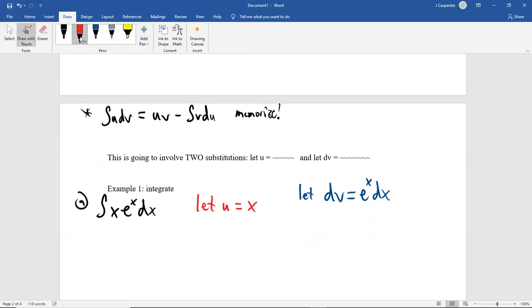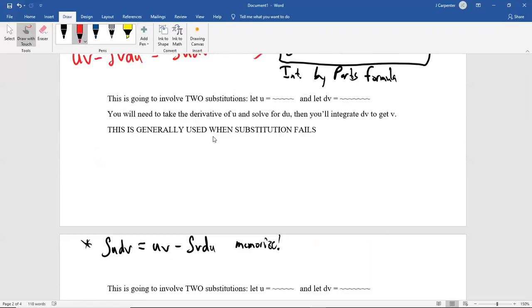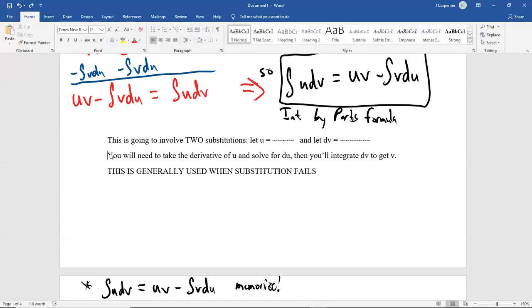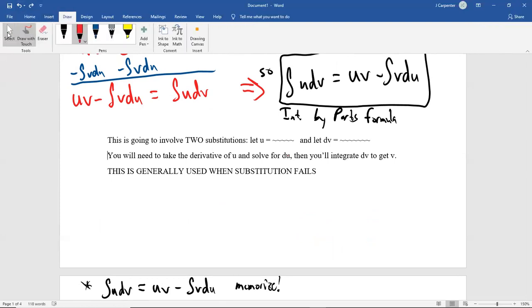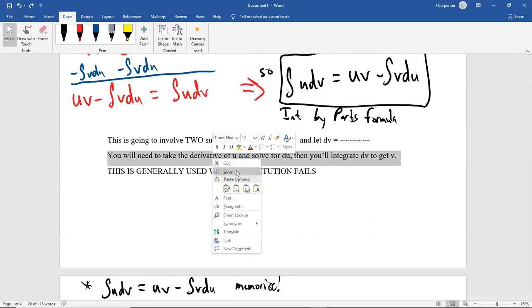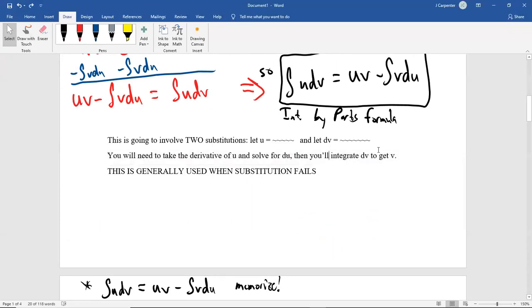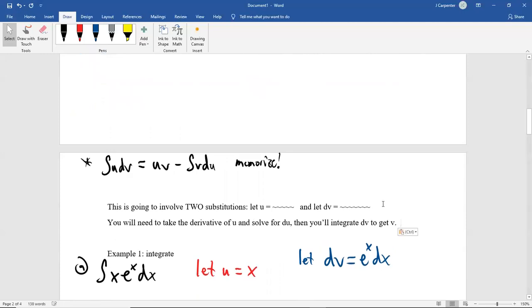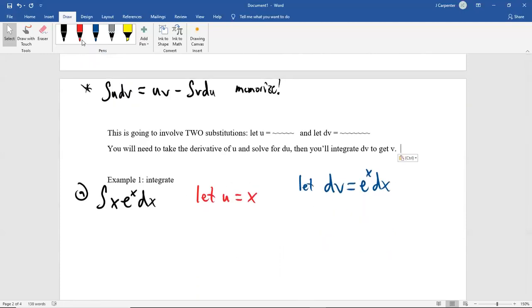So for the u, we said we take a derivative. You will need to take the derivative of u and solve it for du. Then you'll need to integrate dv and solve for v. So let me just make sure I copy paste that there too. So take the derivative of the red part.